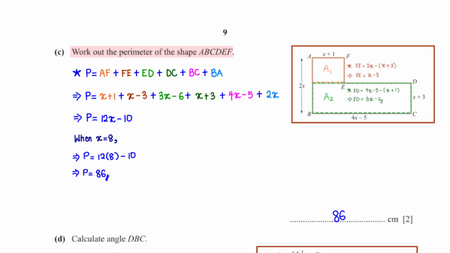In the previous question, we found the possible values for x. The value for x cannot be negative in this case, so we go with x equals 8. When we substitute x equals 8 into 12x minus 10, we get 86.